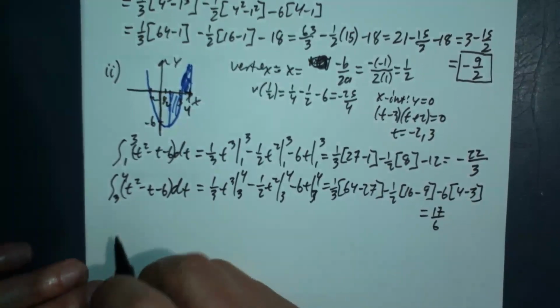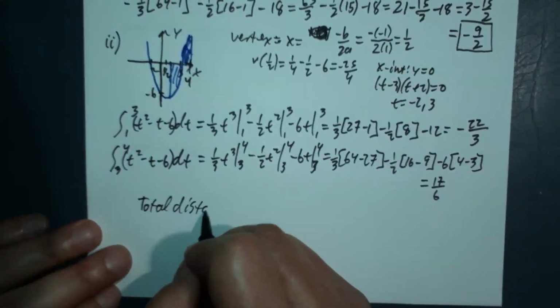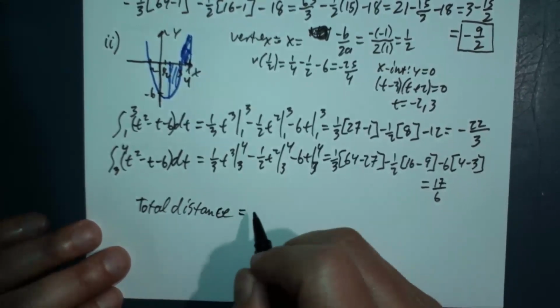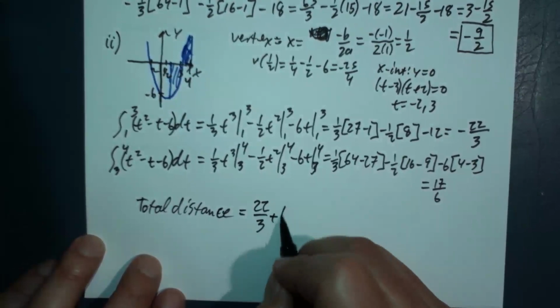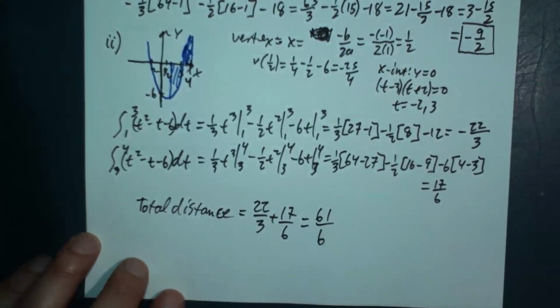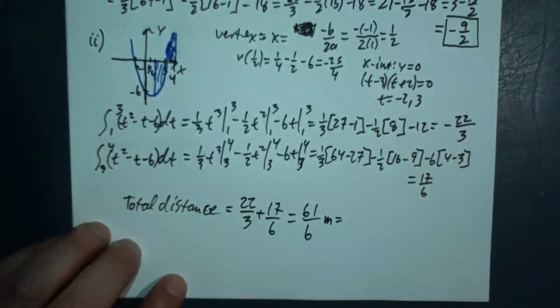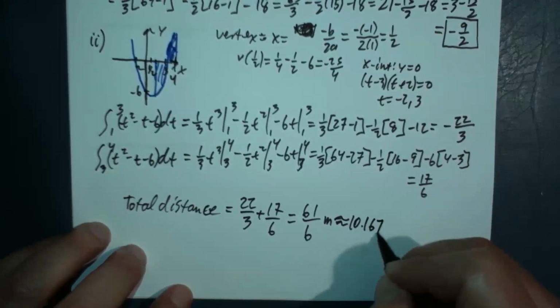So the total distance, or total area in our case, is going to be 22 thirds, positive 22 thirds plus 17 sixths, which gives us 61 sixths. And they implied that this was in meters, so that's going to be a unit of meters. And 61 divided by 6 is about 10.167 meters.